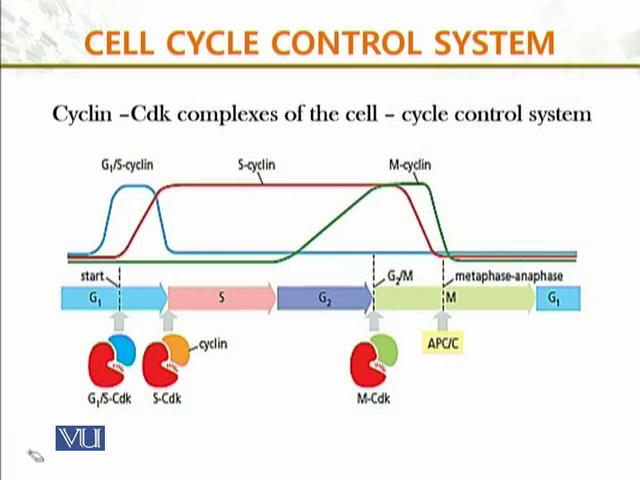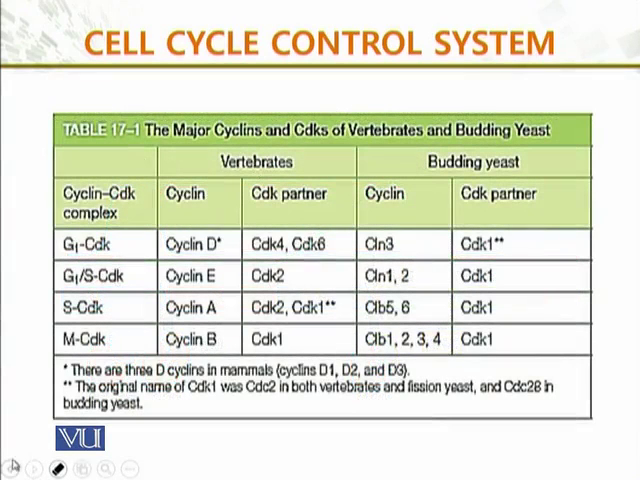For example, in this cartoon, the cyclin-CDK complexes have been shown, illustrating how they vary from G1 to G2 and back to G1, and control the cell cycle. The major cyclins and CDKs of vertebrates and budding yeast have been illustrated. There are three D cyclins in mammals: cyclin D1, D2 and D3, and the original name of CDK1 was CDC2 in both vertebrate and fission yeast.